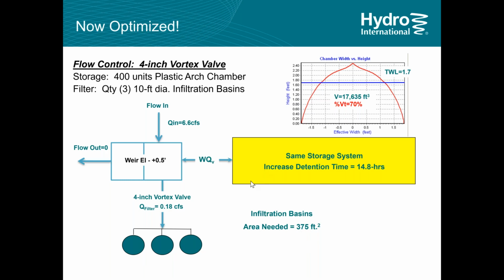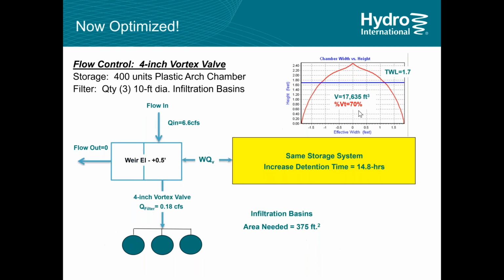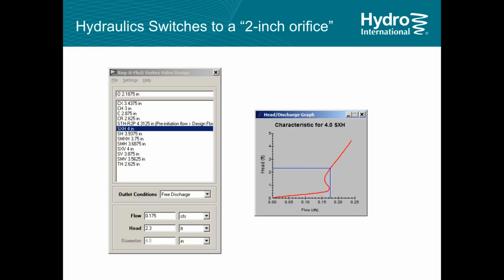In addition, all of that water is being stored in plastic media that's already installed. So what's happened is it's gone from being 50% used. Now, okay, so we're storing 17,500 cubic feet here in this plastic arch chamber. We're using it more efficiently. We're using 70% of it now. So that's great. But how does this happen?